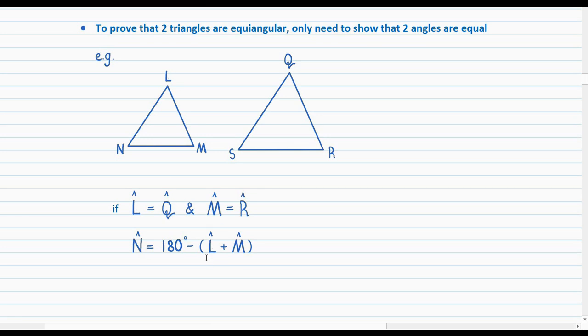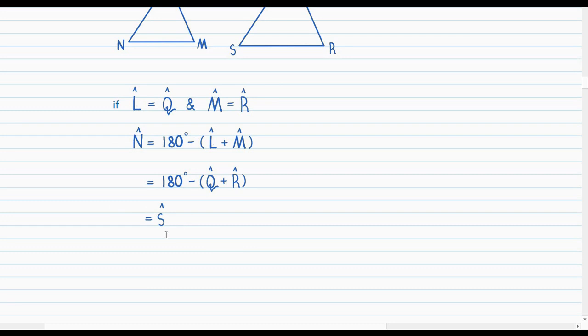And since we know that angle L is equal to angle Q and angle M is equal to angle R, we can substitute these into this equation, giving 180 degrees minus angle Q plus angle R. And this happens to be the exact same equation we use to determine the value of angle S. Therefore, that confirms for us that angle N would be equal to angle S. And that's basically because for both triangles, the third angle is equal to 180 degrees minus the sum of the first two angles, and for both triangles, the first two angles are equal, that means the sum would be equal for both, and therefore 180 degrees minus the sum gives the same value in both cases.